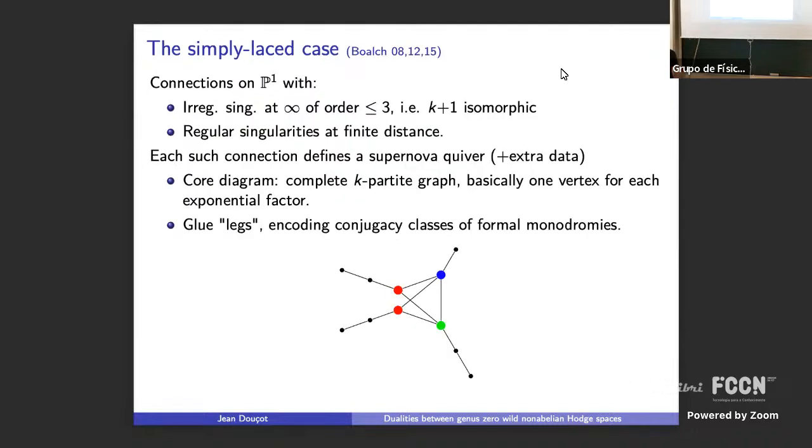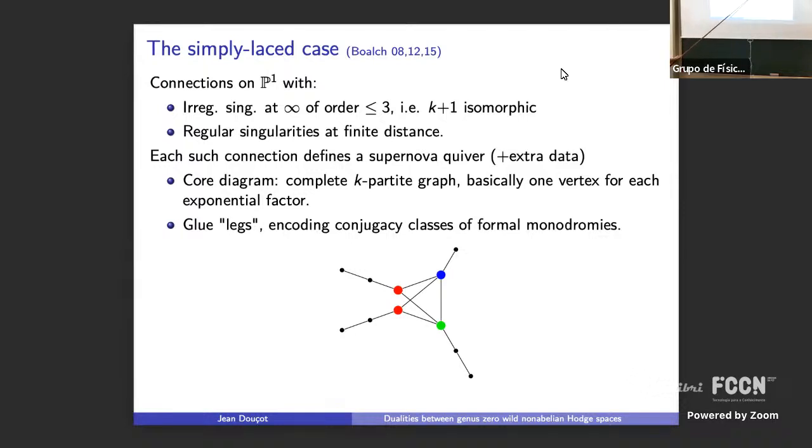Maybe the next simplest case is the so-called simply laced case, which was extensively studied by Boalch in several works. This corresponds to the following singularity structure: you have an irregular singularity at infinity of order at most 3, and you also have regular singularities at finite distance. The formal data of any such connection determines what we call the supernova quiver, plus some extra data, which goes like that.